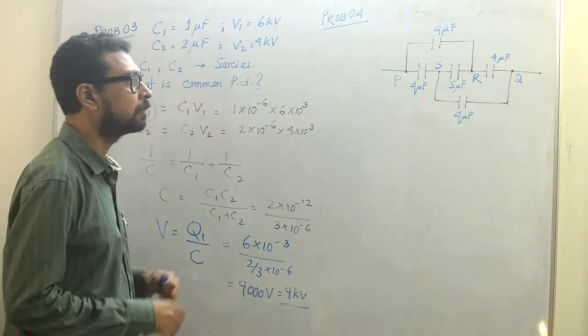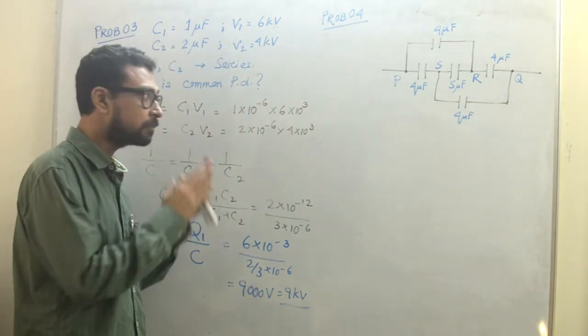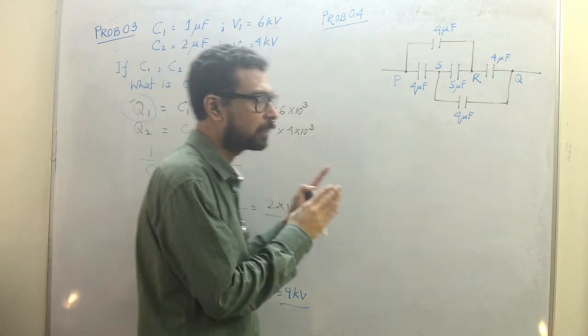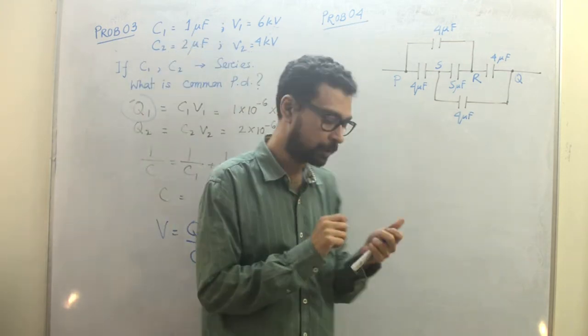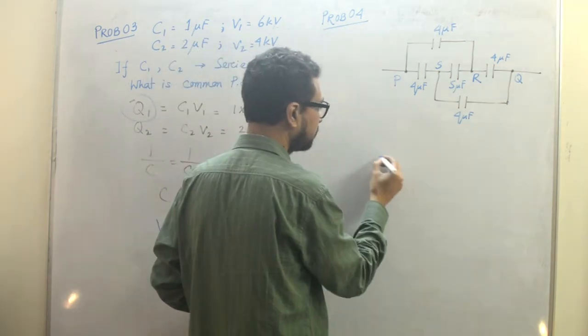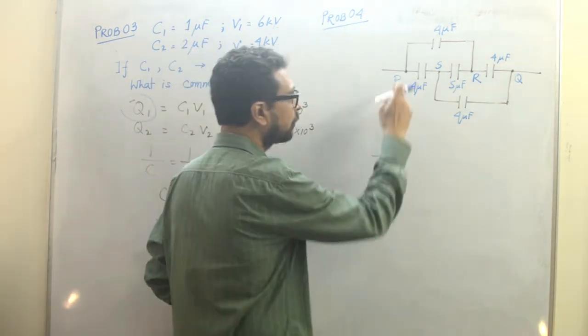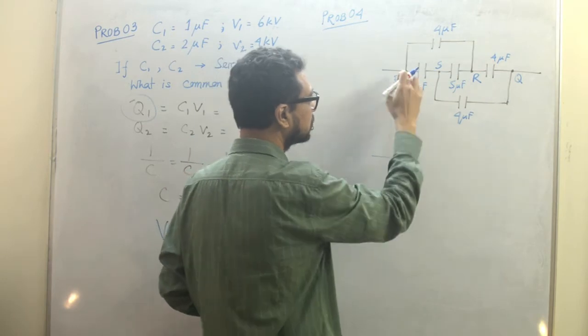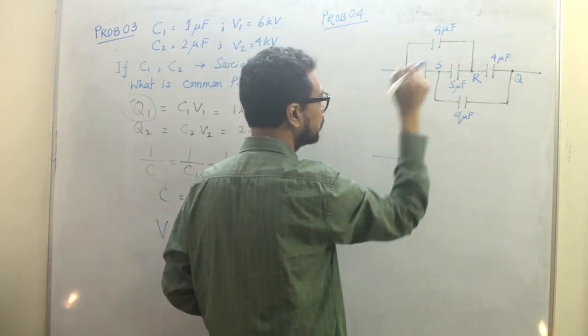We have to first simplify this particular circuit in order to solve. Okay, so let us first simplify the circuit. Let us start from P. From P we have two junctions, one towards R and one towards S.